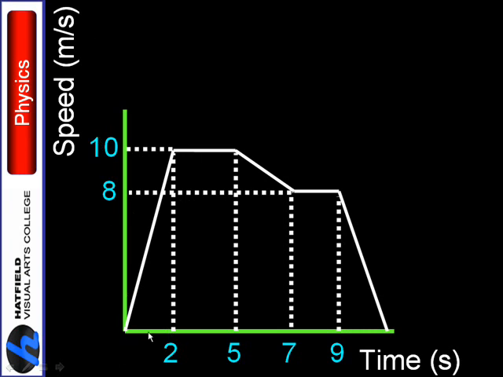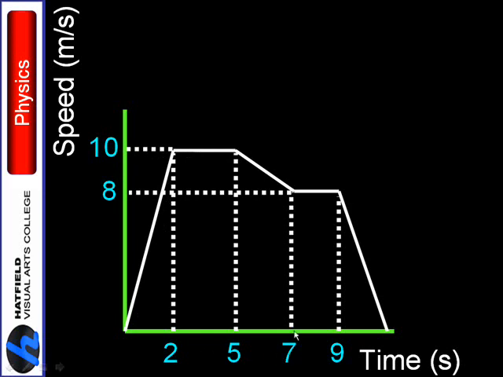So between 0 and 2 seconds, the car changes its speed from 0 meters per second up to 10 meters per second. So therefore it is accelerating. Between 2 and 5 seconds, the speed stays at 10 meters per second. This shows that it is travelling at constant speed.